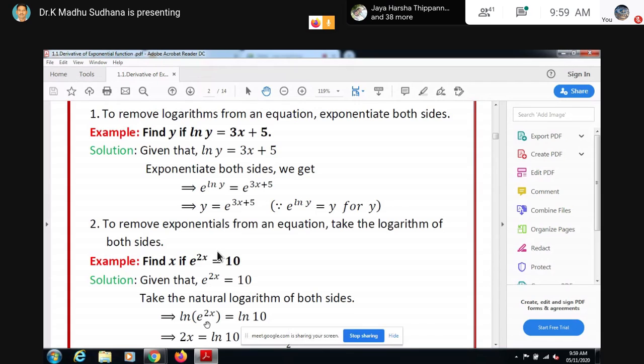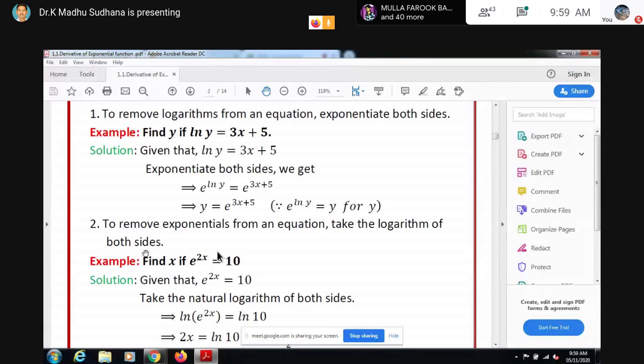So now let us see, the first problem contains log. We need to remove this log. Actually, we need to find the y value, no? So to find y value, our aim is to remove the log. Therefore, log y equal to 3x plus 5. Exponential at both sides, we get e power log y equal to e power 3x plus 5. Therefore, y equal to e power 3x plus 5. Therefore, to remove exponential from the equation, what do you do? Take the log on both sides. So this is clear.